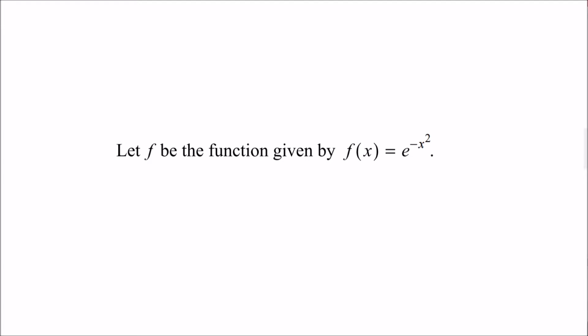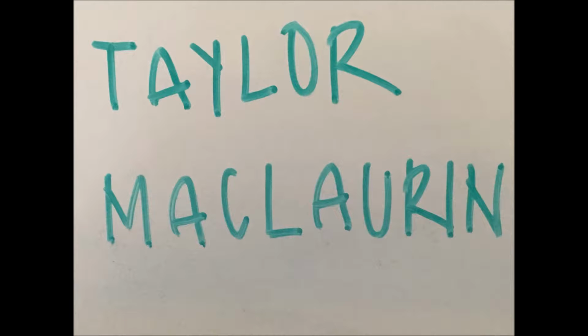The problem states, let f be the function given by f of x equals e to the negative x squared. There are 4 parts to this problem, part A, B, C, and D. The main concept in this problem is Taylor-Maclaurin series.